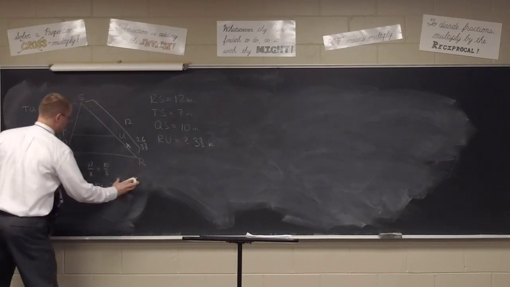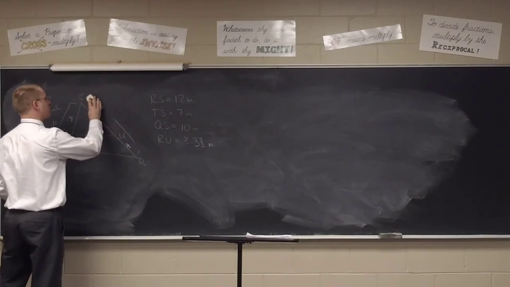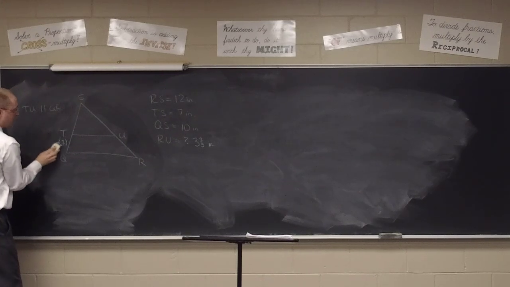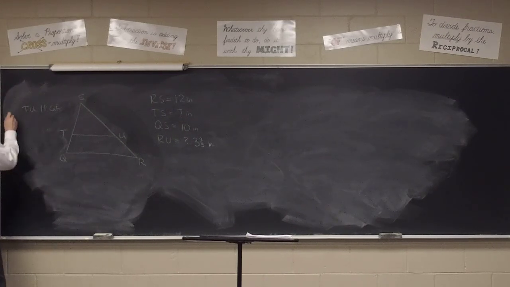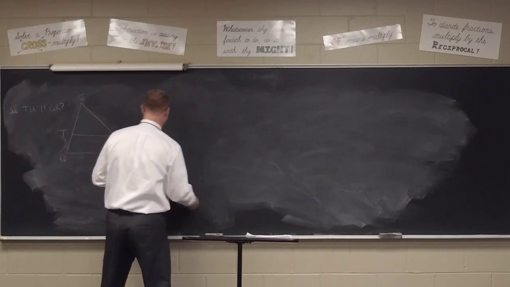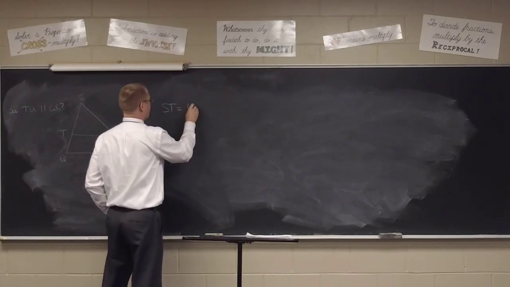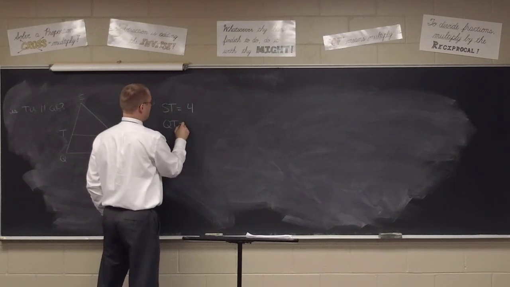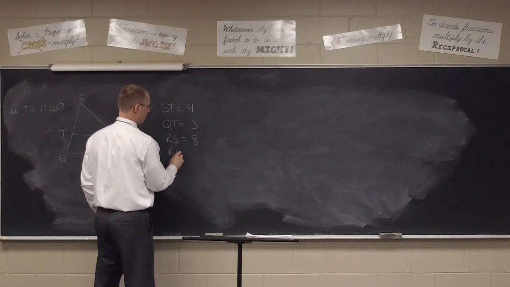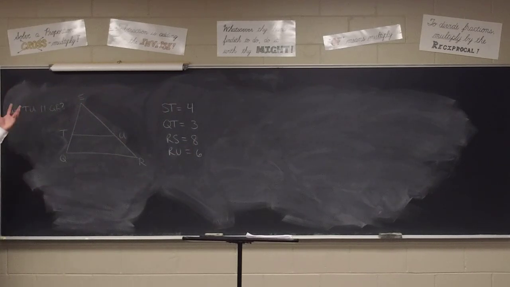Now, with this picture, another way in which you may see the problem asked is, is the line parallel? You may not be told it's parallel, you may be asked to tell if it is parallel. For instance, if I gave you the following lengths, if I said that ST is 4 and QT is 3 and RS is 8 and RU is 6. Okay, is the line parallel? At your seats, find out. Is it or is it not parallel?